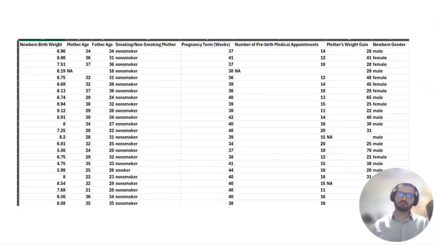And then we looked at these different variables as possible predictive variables. The response variable is obviously birth weight, and that's what we're trying to determine. The potential predictors were mother's age, pregnancy term, mother's weight gain throughout the pregnancy, prenatal medical appointments, and smoking.